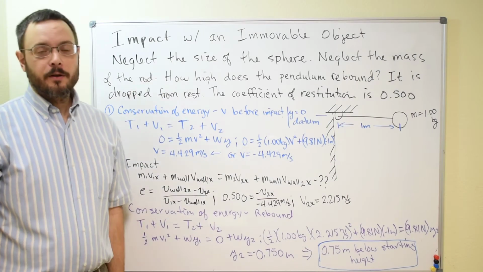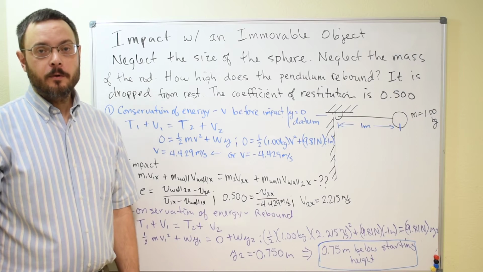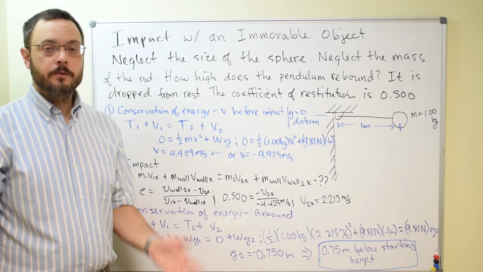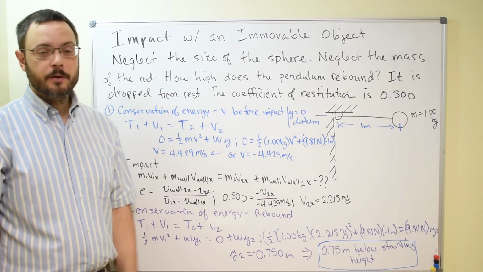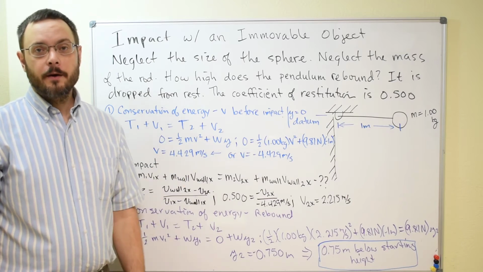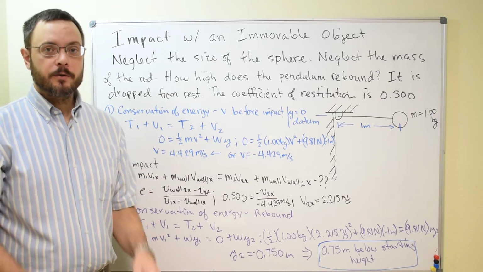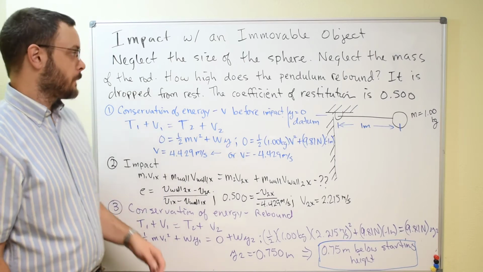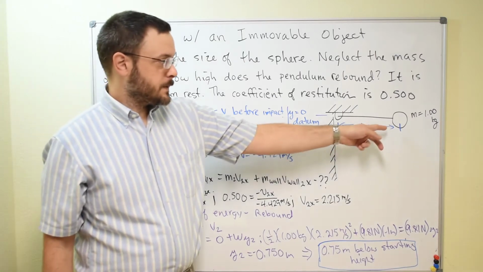So in this case we're going to have an impact with an immovable object, and we're also going to use work and energy, or conservation of energy in this case, mix that in with conservation of momentum to solve this problem. So we have a sphere that's attached to a rod.